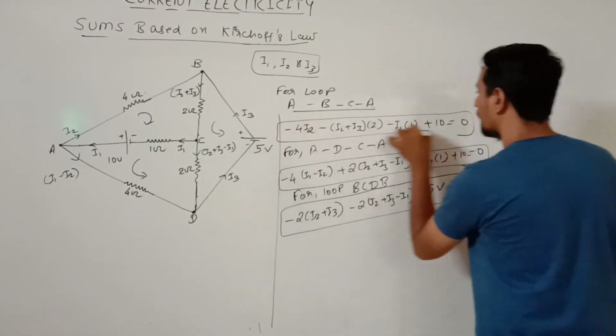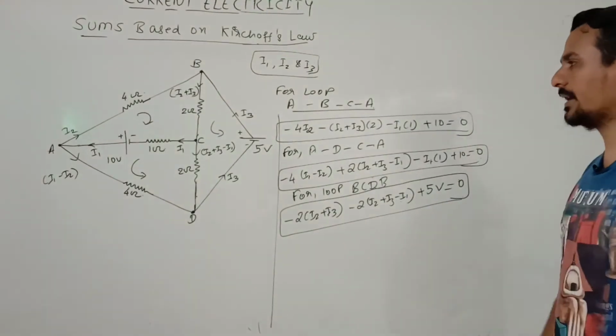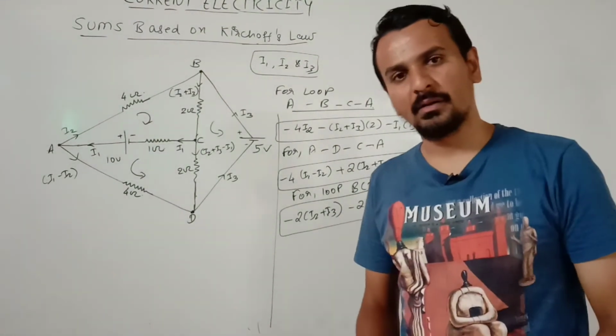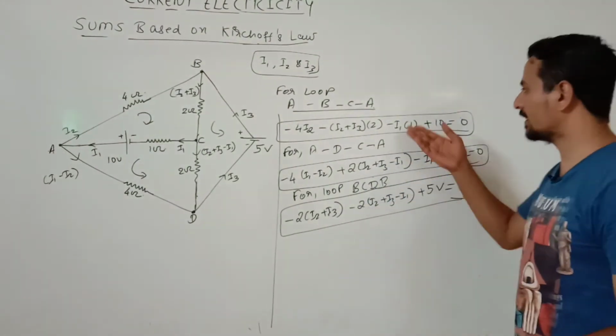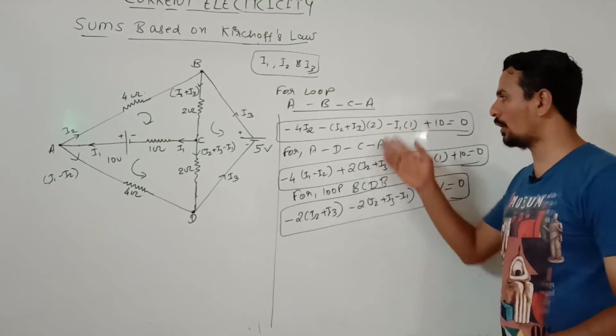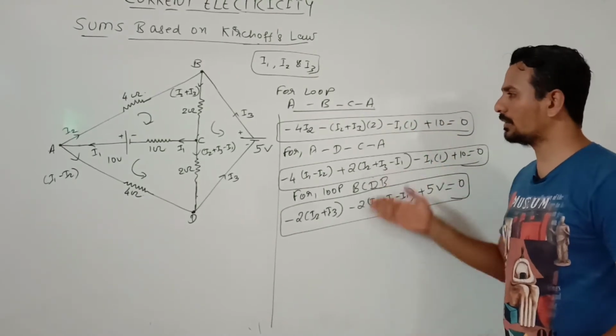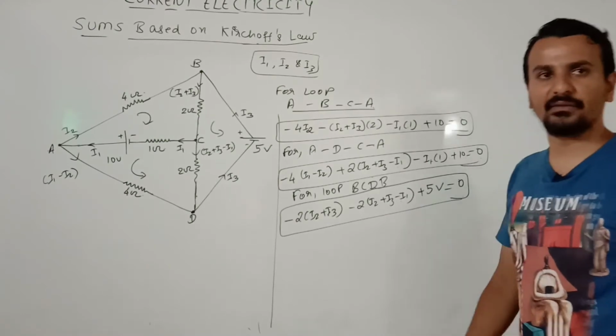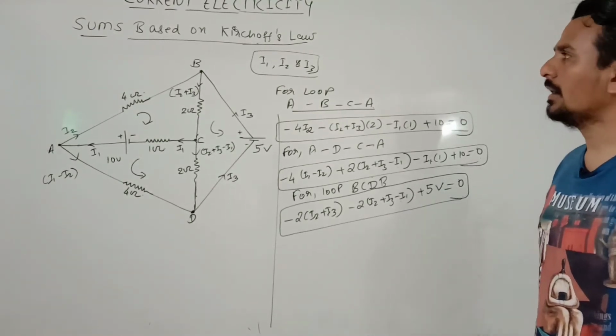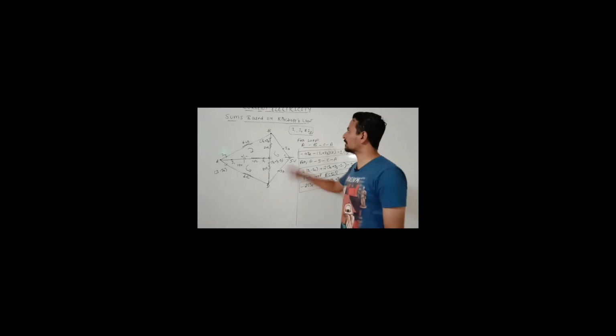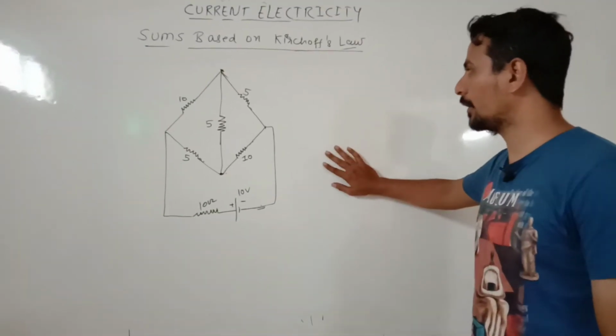Right? So there are 3 unknowns and we have made 3 different equations using KVL. Now you can either use the substitution method or the elimination method to solve this, and then you can find the answer of this sum. Clear? Let us solve one more question based on Kirchhoff's law.